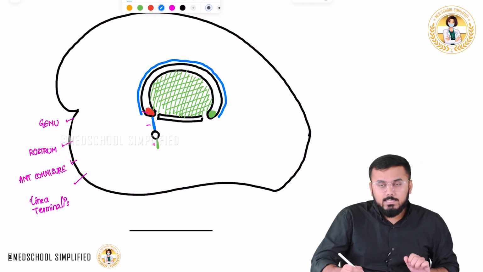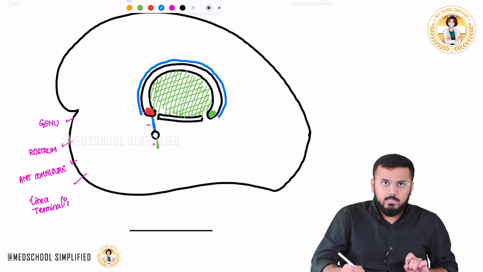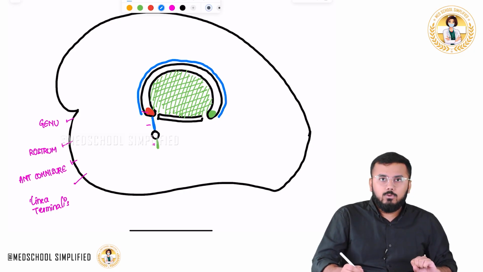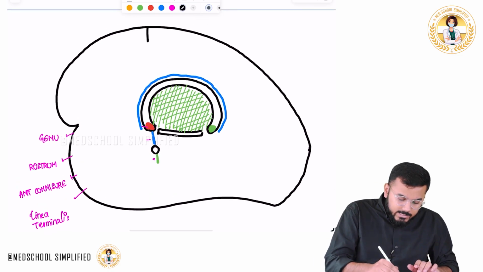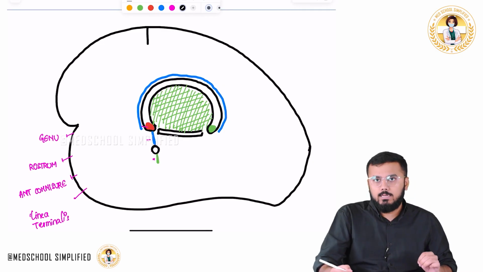What is this sulcus called as? This sulcus is called as callosal sulcus. Okay. Now, after this callosal sulcus, and by the way, all of you should know, if you have watched my previous lectures, that in the center we have got a sulcus called as central sulcus.